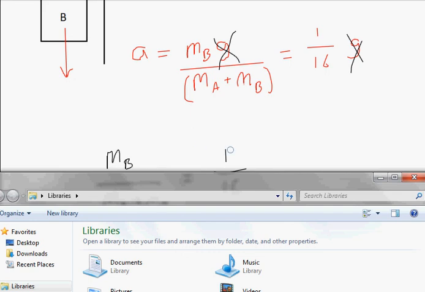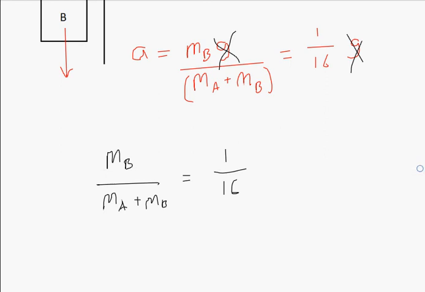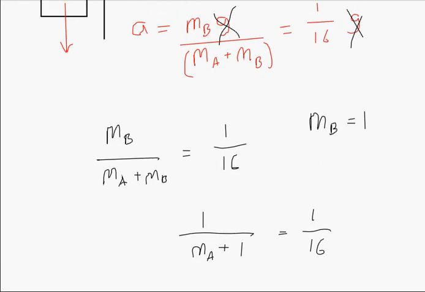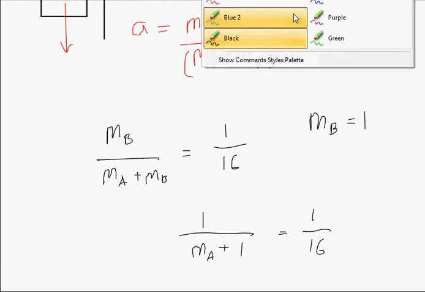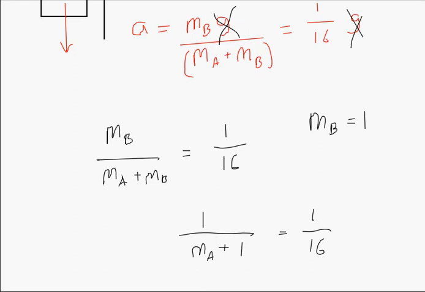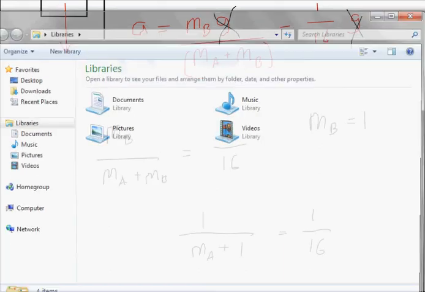On top, we have MB, and we have 1. So an easy way to solve this problem, guys, is just to say MB equals 1. I know, very bizarre. So now what you're left with, you have 1 over MA plus 1 equals 1/16. You're like, oh, wow, that was a really interesting substitution. Well, it's actually not too bad, guys. And then what you're going to have to do is say this. Now, let's bring back our previous blocker.